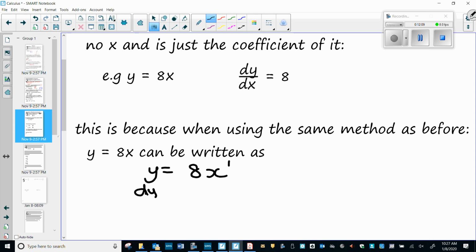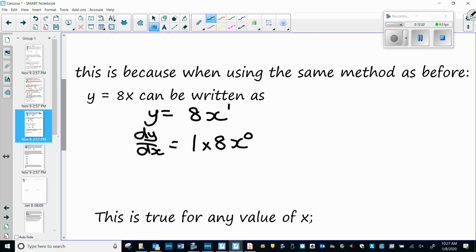So dy/dx, following our normal rule, would be 1 multiplied by 8x. And what do we do with the power? We subtract 1 from it, yes? So it now becomes 0. Well, what do we know about anything to the power 0? It's equal to 1. So then we've got 1 multiplied by 8 multiplied by 1, which is obviously just 8.